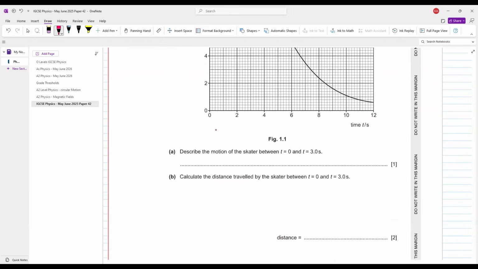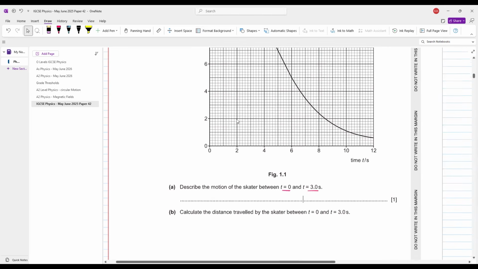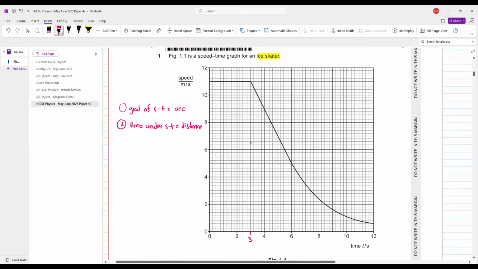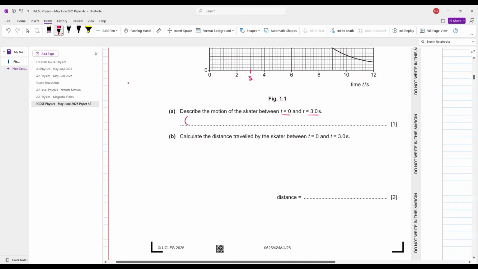आगे बढ़ते हैं. Describe the motion of the skater from time t equals 0 till time t equals 3 seconds. Can you realize from t equals 0 till t equals 3 seconds, the skater is moving at a constant speed या फिर constant velocity. From 0 till 3 seconds, the skater is moving at constant speed. Simple as that, nothing complicated here.